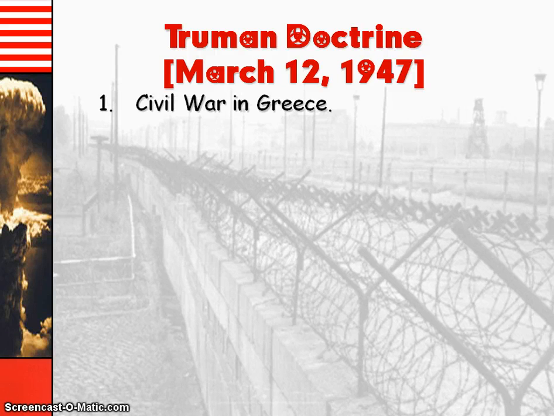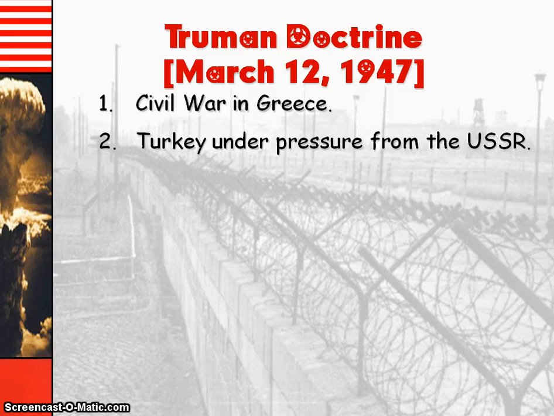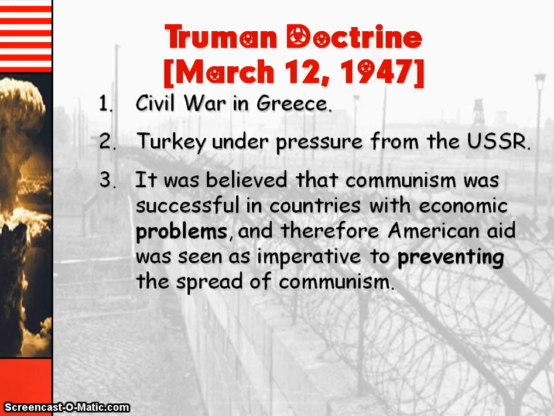Now, the Truman Doctrine was adopted in 1947, and the context that we see is there was civil war going on in Greece, and then Turkey was facing pressure from the Soviet Union in terms of becoming another satellite state. And so according to the Truman Doctrine, and this was an idea by President Truman, it was believed that communism was successful where there were economic problems. And the reason for that is the individuals in the country wanted to have that equal access to land and to resources that the government could provide in communism.